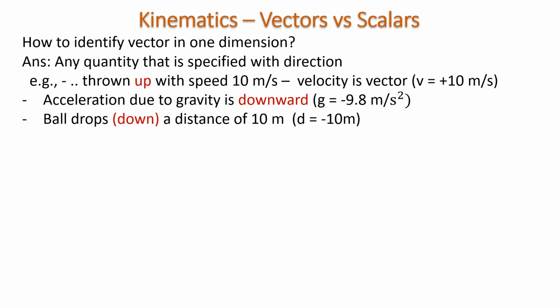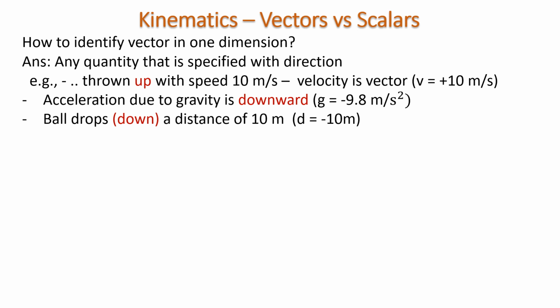Similarly, for displacement, the ball drops down a distance of 10 meters, so it has negative 10. Why? Because we normally take downward as negative. But there is no preference. You can take downward as positive as well. But then you need to be consistent while doing the problem. That's all. So let's look together at certain vector quantities.